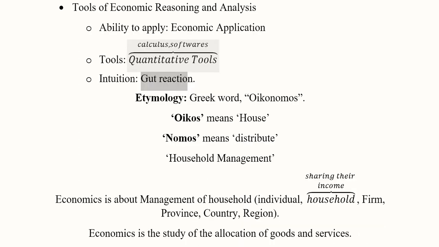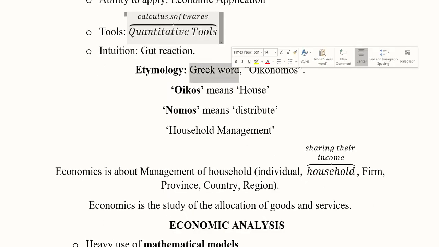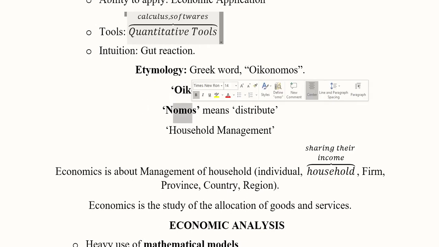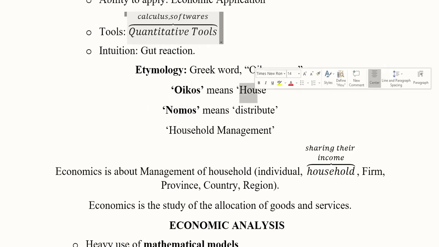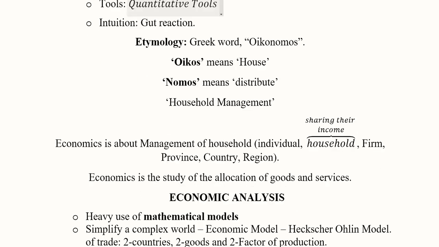Now we come to the term economic. This is basically derived from a Greek word which is oikos nomos. So this is the etymology of it, because it has two parts. One is the oikos and the other is nomos. Oikos stands for house and nomos stands for distribution. So the distribution within a house is the term which represents oikos nomos. So household management is the other phrase that we can use for this term.